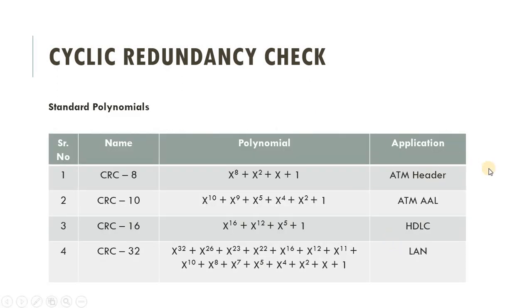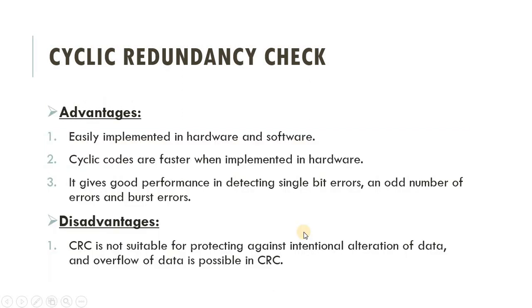Suppose these are the polynomial equations, and if its power is 8, then up to 8 polynomial bits it can detect the errors. So these are some standard polynomial equations that are used for CRC, and they are also used in ATM and LAN. So for those, different polynomial equations are there. Now let's understand what are the advantages and disadvantages of this method.